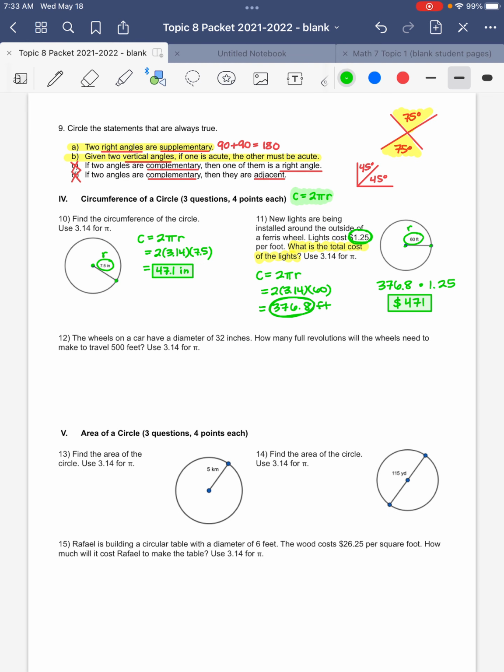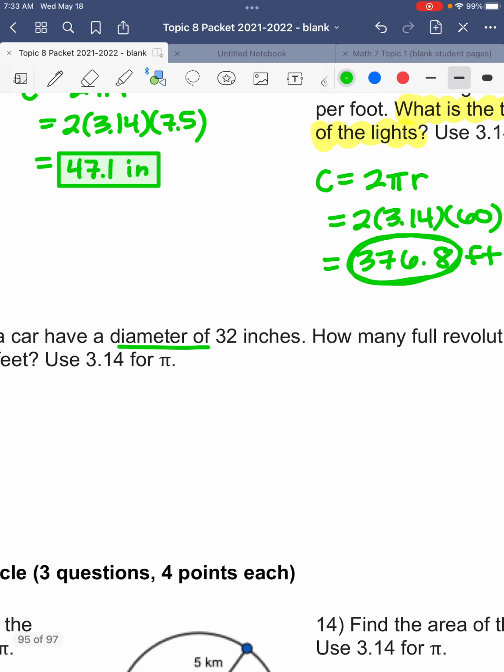Okay, number 12. The wheels on a car have a diameter of 32 inches. How many full revolutions will the wheels need to travel 500 feet? Use 3.14 for pi. Okay, so important information here. The wheels on a car have a diameter of 32 inches. So we need to recognize what that looks like. So I'm going to draw a picture.